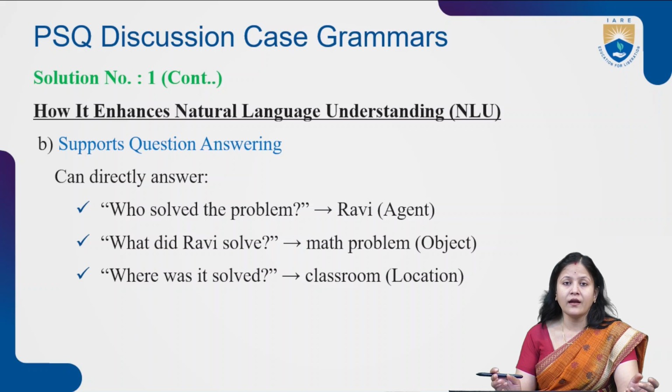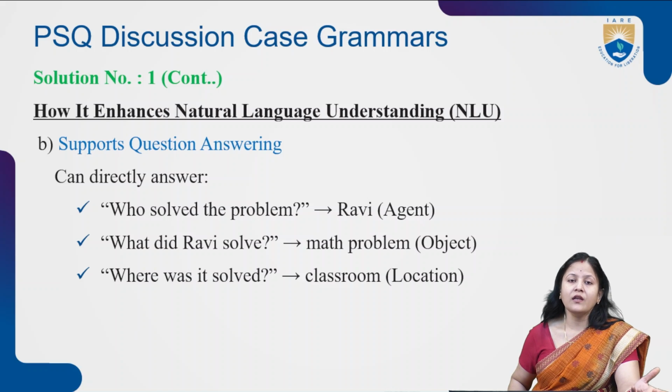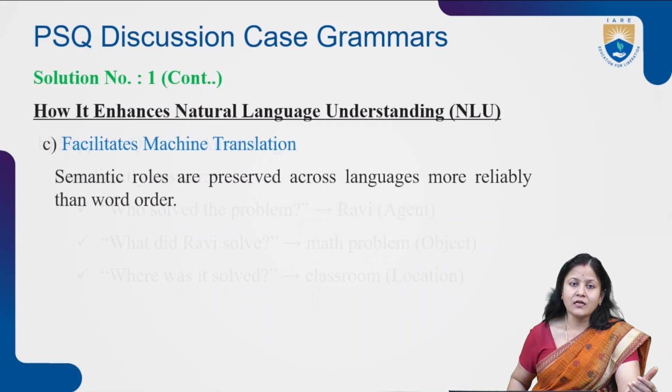Second one is it supports question answering. We can directly get the answer from the case grammars, like who solved the problem, what did Ravi solve, where was it solved. So from the first example I gave, Ravi was the agent, math problem was the object, and classroom was the location. Like this, all these question answers we can get. Thereby it enhances natural language understanding.